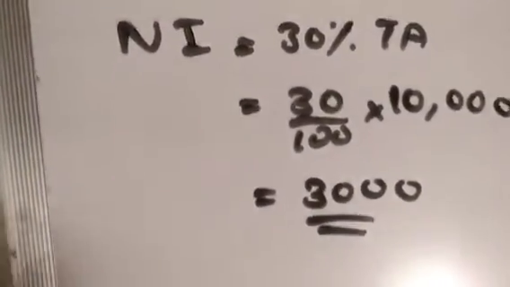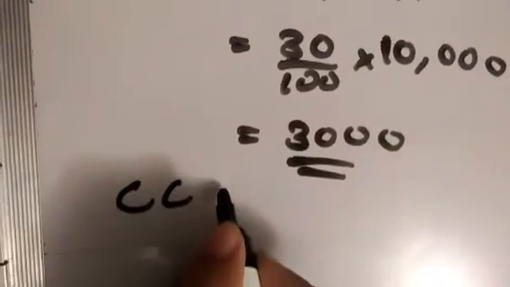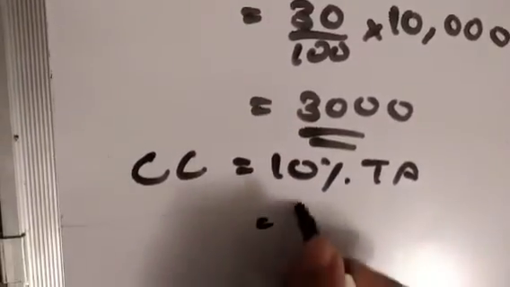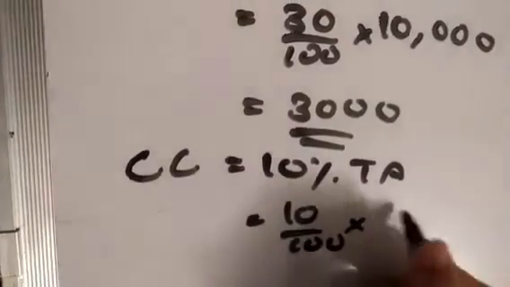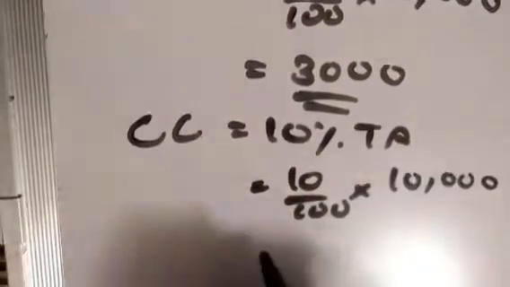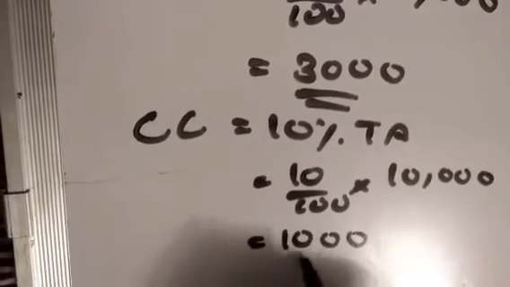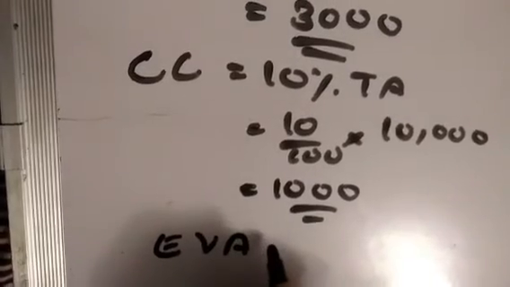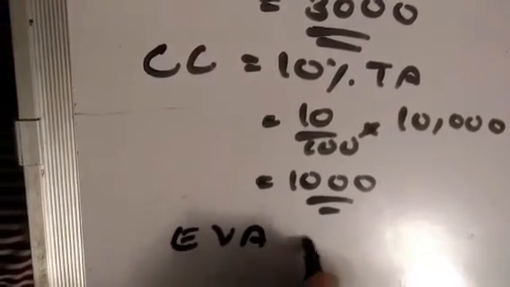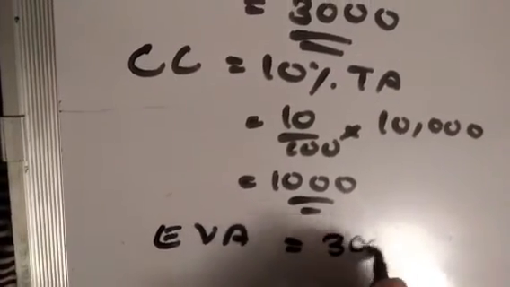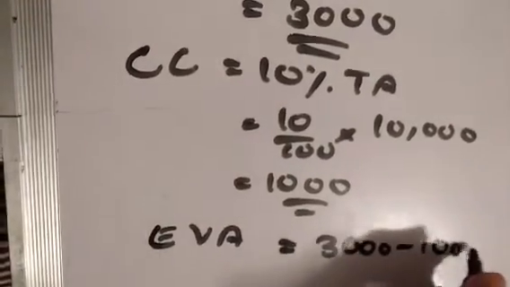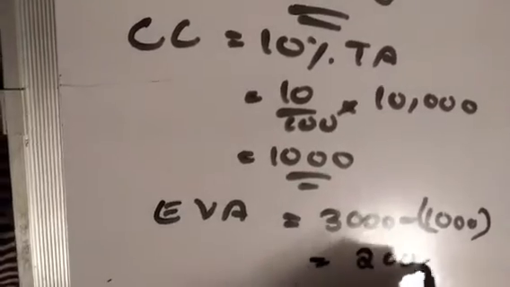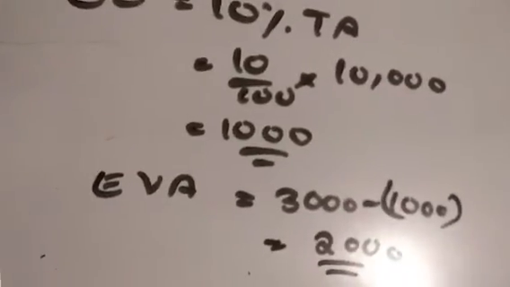Now let's find the capital charge. Capital charge is equal to 10% of total asset, which is 10 divided by 100 into 10,000, which is equal to 1000. So we know that EVA is equal to net income minus capital charge, which is 3000 minus 1000, and we get the answer as 2000. So 2000 is our economic value added.